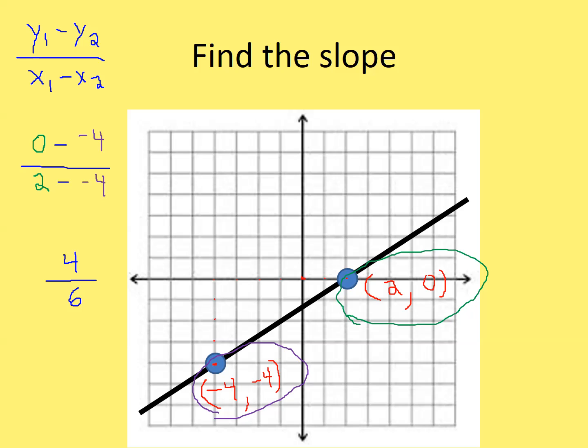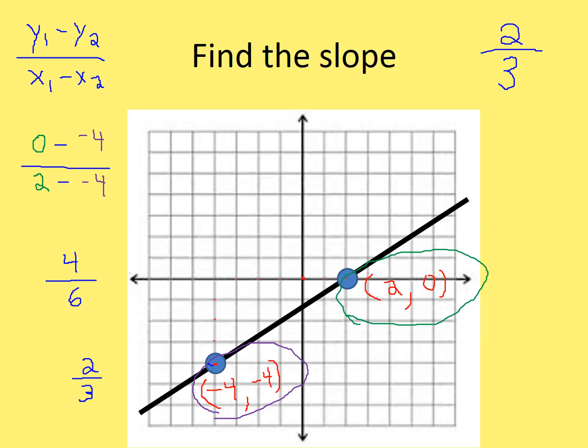But 4 over 6 can be reduced. We can divide both 4 and 6 by 2. So we get a slope of 2/3. We have a rise of 2 and a run of 3.